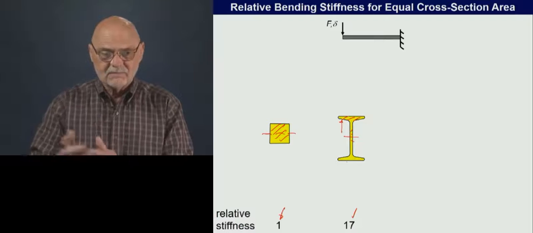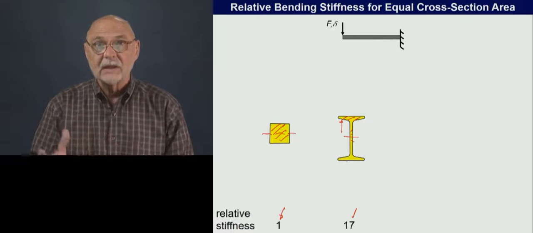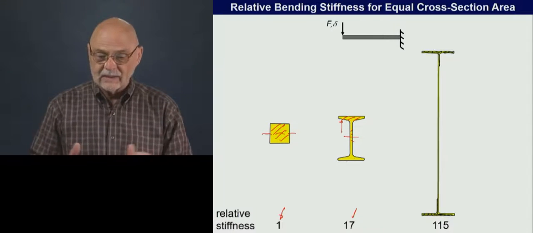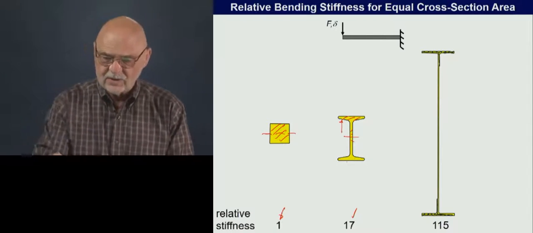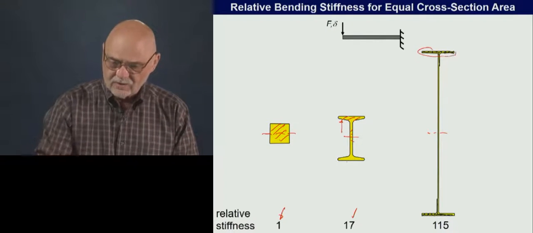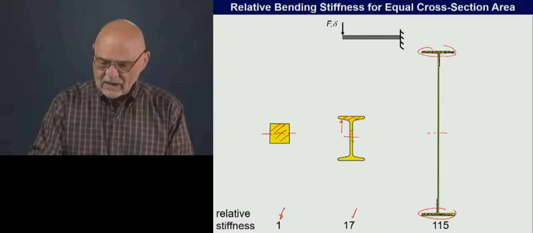So this is doing exactly what we want. And remember, we said we want the stiffest cross section. So let's continue on. Here's another one. Here's the neutral axis, and we've moved a lot more of the material really far from the neutral axis.